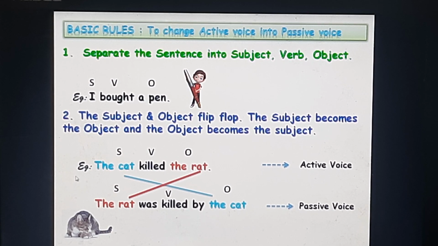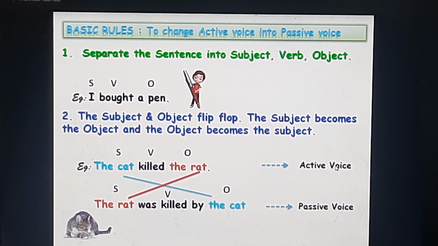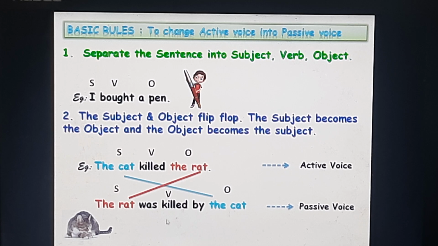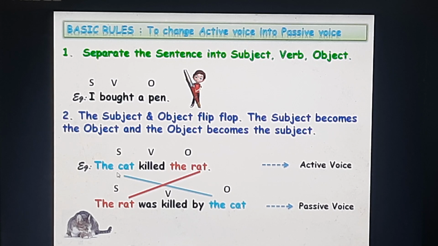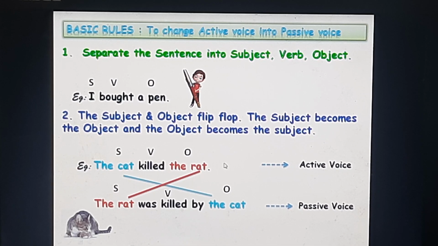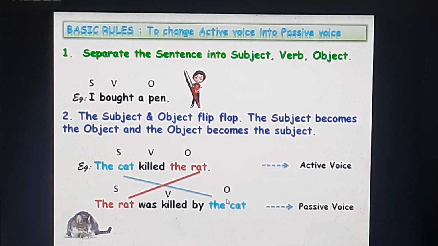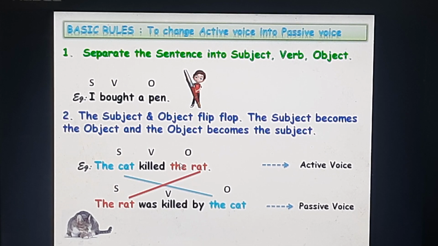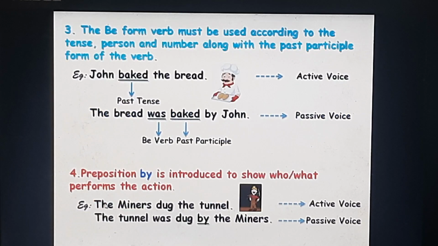Now look at this example. The cat killed the rat. This is in the active voice. The rat was killed by the cat is in the passive voice. Now, when we change it, what happens? The subject and object, they flip-flop places or they exchange their places. The cat in the active voice will become the object in the passive voice, and the object in the active voice will become the subject in the passive voice.